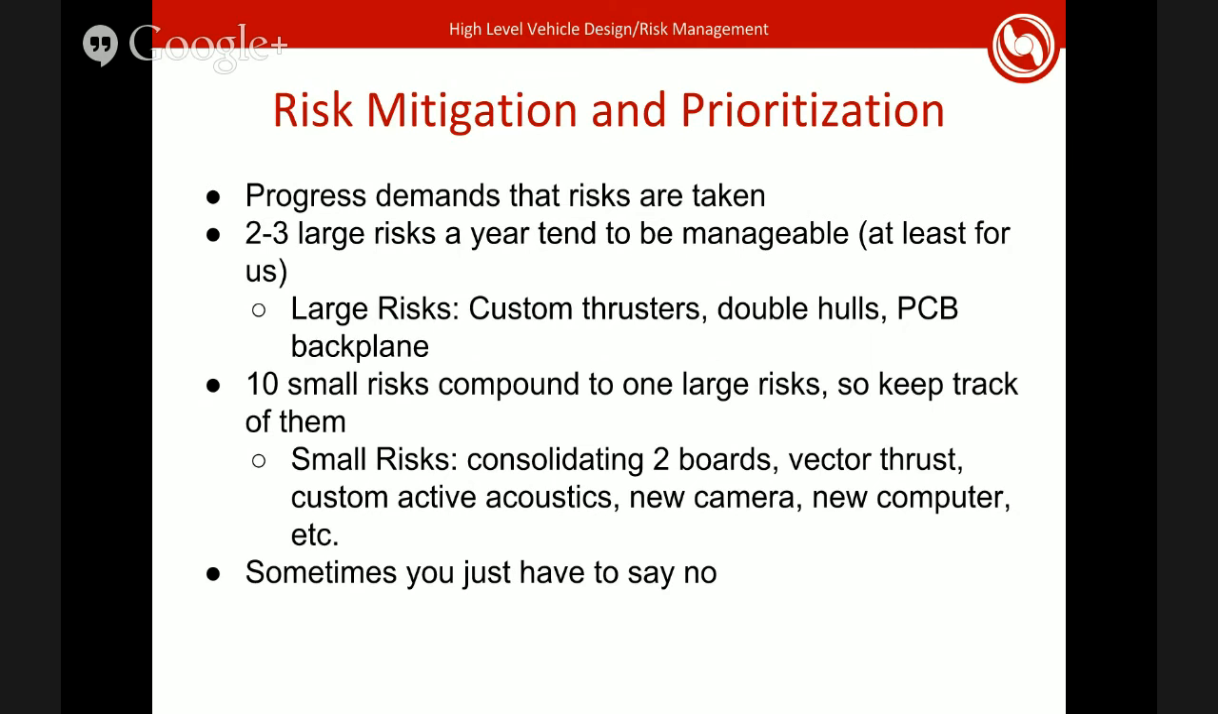Now, we also tend to allow for a number of small risks, though enough small risks tend to compound to one large risk. So you have to keep track of them. If you say yes to a lot of small things, eventually it becomes major. Examples of small risks would be consolidating two boards into one, increasing complexity for the sake of decreasing size. Something like vector thrust, which is easily removable, and you can just slap a thruster straight onto your vehicle instead of actuating it.